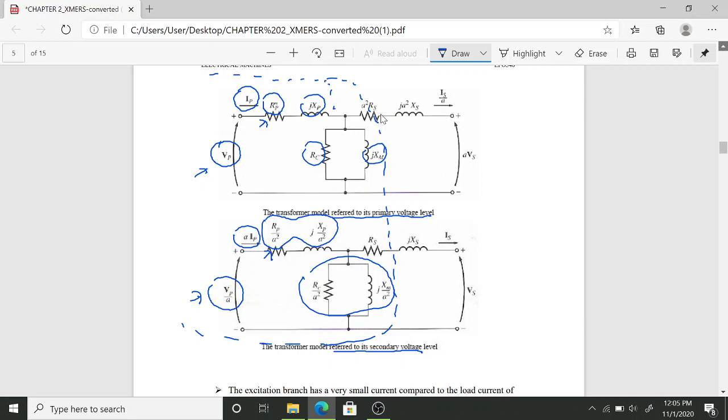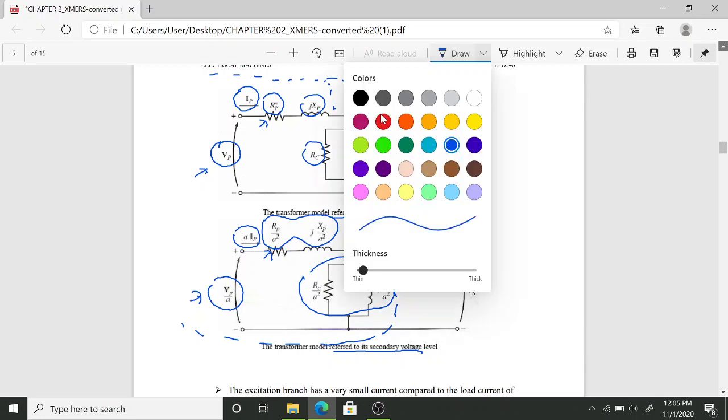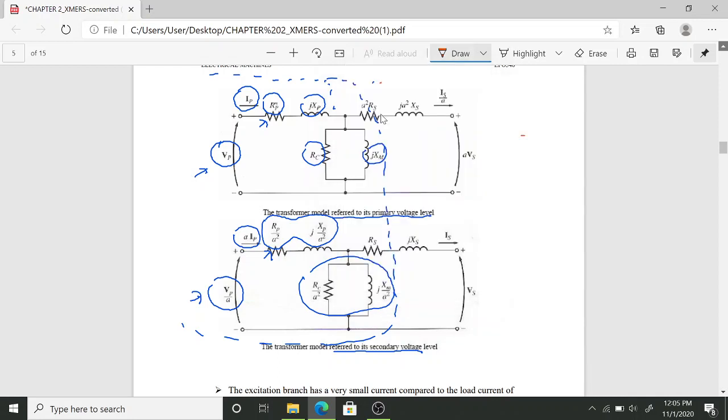Alright, so next for the secondary side. For the secondary side, this one is A times VS for the model referred to primary. A times the current, IS divided by A, and then for this secondary voltage, this is maintained at VS, this is also maintained at IS, and this one maintained RS and XS.